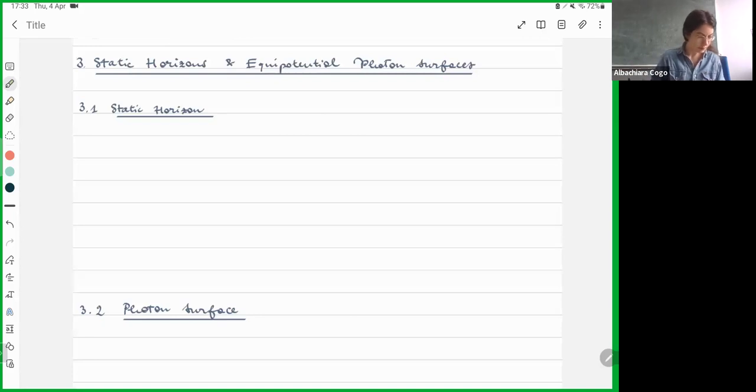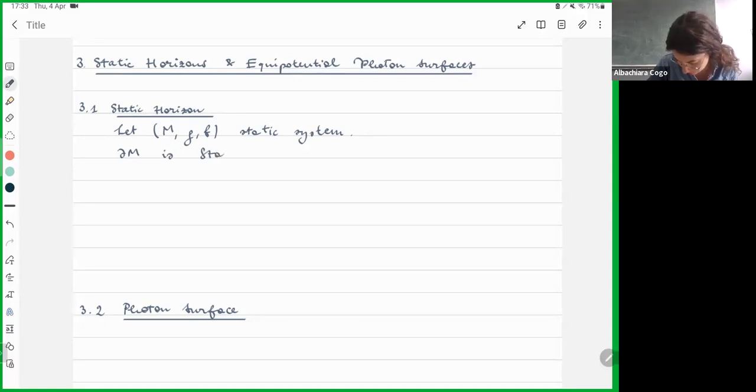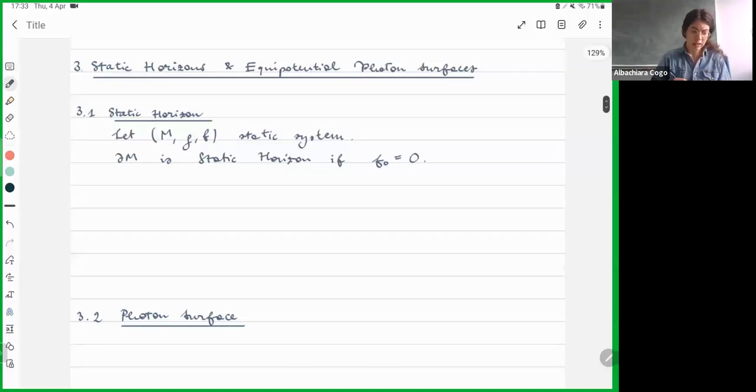Okay, so let's talk about these objects that I introduced verbally, the static horizon and the photon surface. With static horizon, I will simplify the definition to the following. If we take a static system, as before, we say that the boundary, so I'm going to work in the time slice, is a static horizon if the lapse is 0 at the boundary.